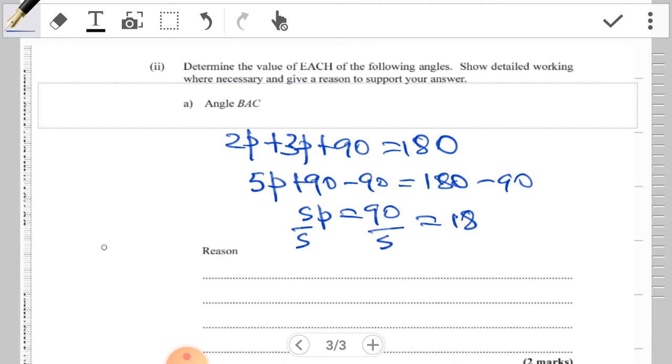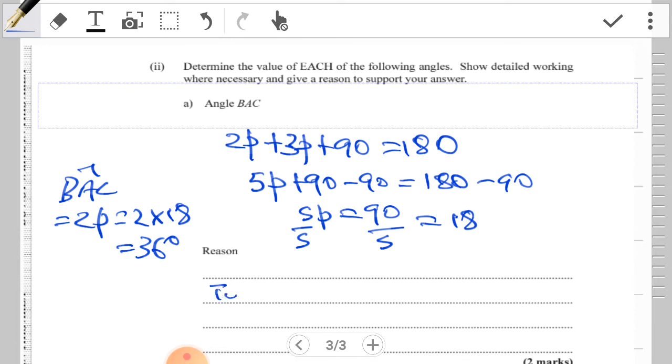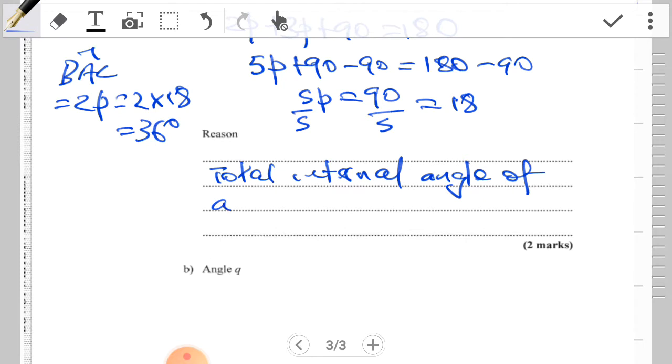So if P is equal to 18, then BAC, which is equal to 2P, is going to be 2 times 18, which is 36 degrees. So the angle BAC is 36 degrees. There are many reasons that we could have worked this out. One of the reasons that we used, since they said support your answer, is the total internal angle of a triangle.